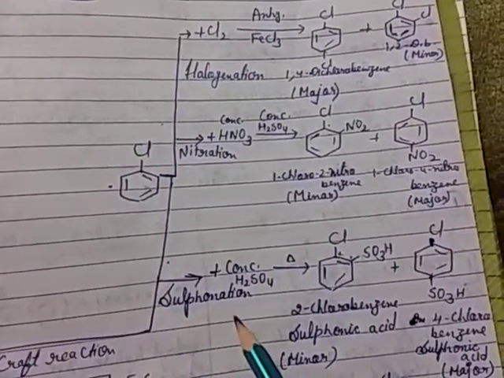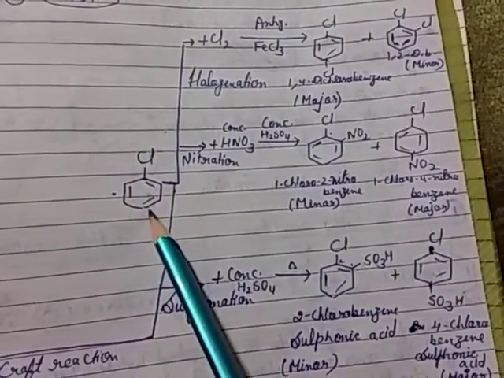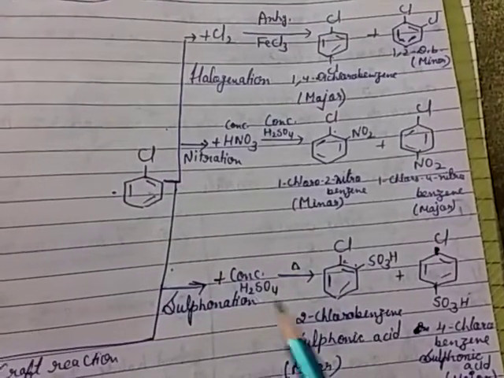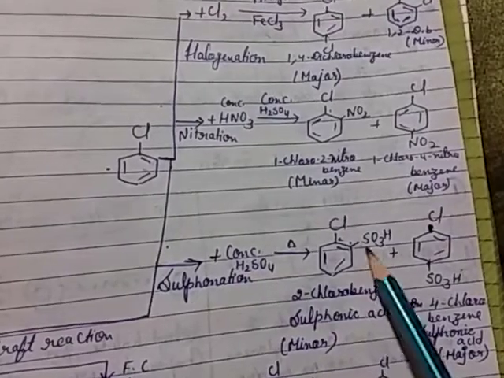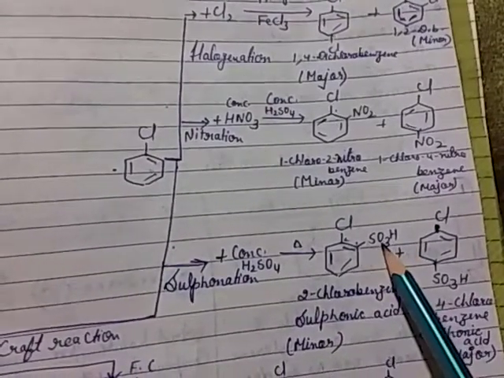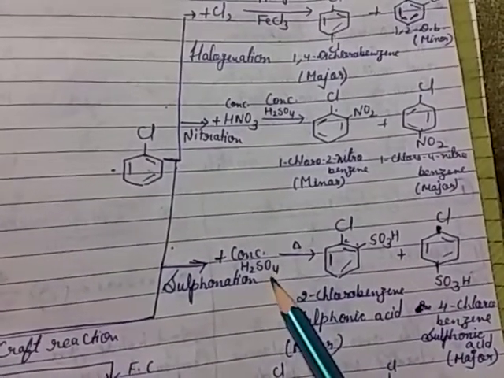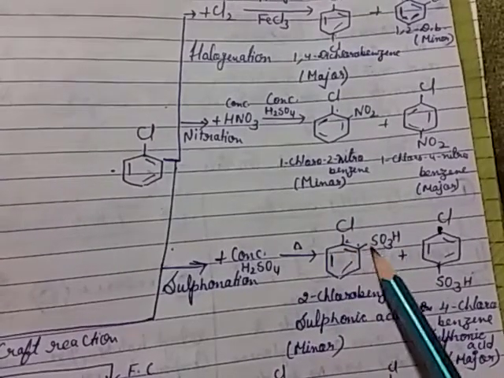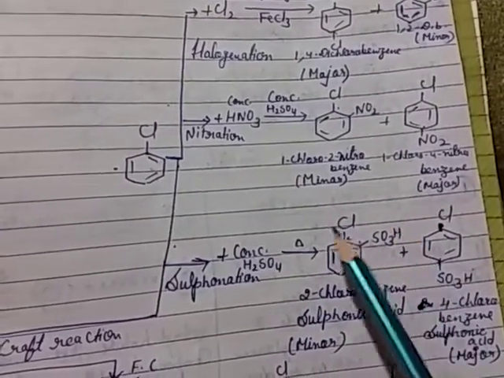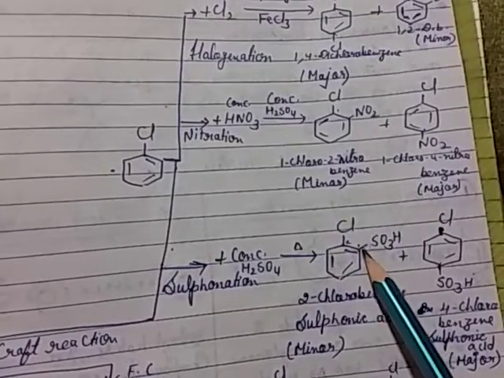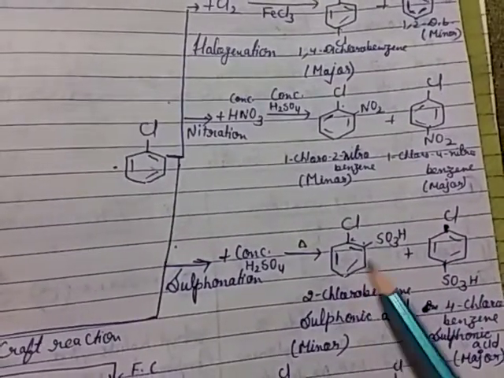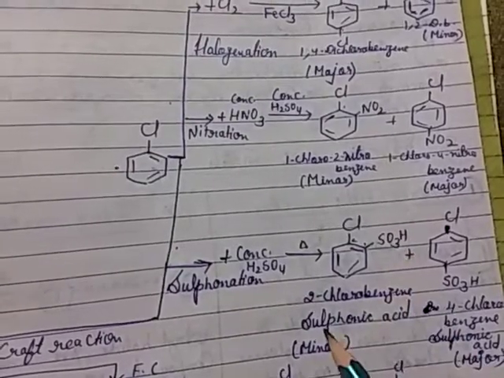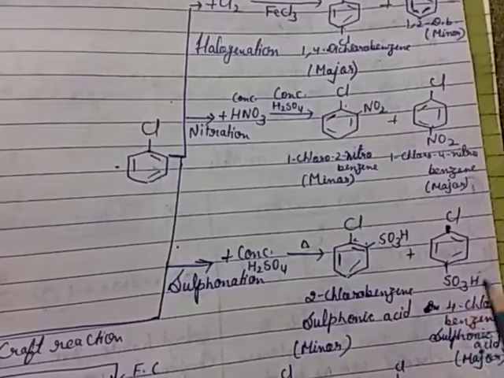Then third is sulfonation. Sulfonation of chlorobenzene in the presence of concentrated H2SO4 and heat. So the SO3H group attaches. Okay, H2SO4, SO3H. So at the ortho position, comparing with Cl, the first and second numbers: 2-chlorobenzene sulfonic acid. It is a minor. And at the para position SO3H attaches.